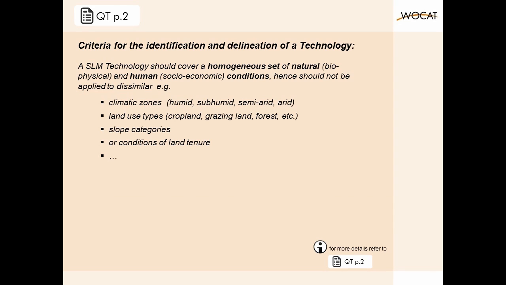How to identify a SLM technology. A SLM technology should cover a homogeneous set of natural or biophysical conditions as well as human or socio-economic conditions. Therefore, the technology should not cover, for instance, very dissimilar climatic zones, land use types, altitudinal zones, slope categories, or very dissimilar conditions of land tenure.